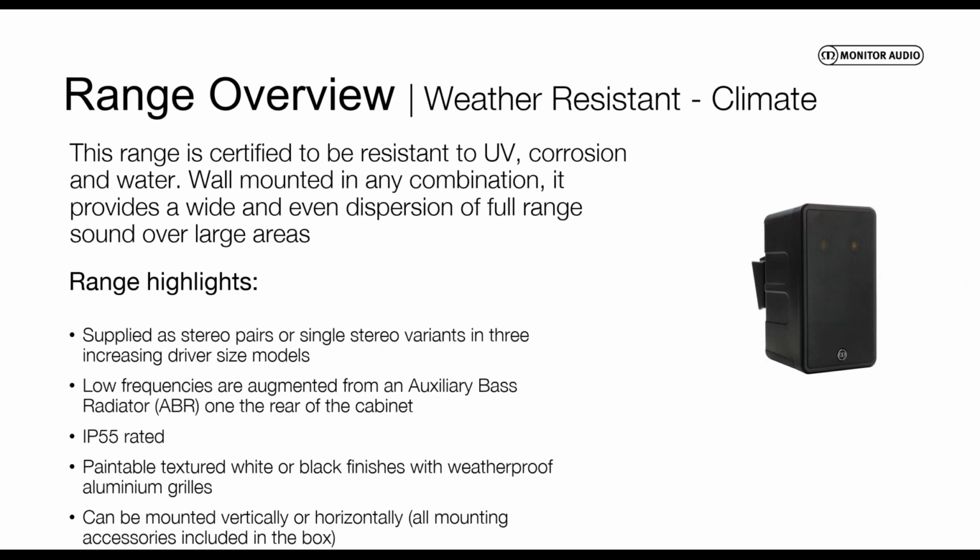So you've got a rotating on-axis bracket and also a wedge in there to give you multiple angles, multiple options for installation of these speakers, and they can be mounted horizontally or vertically. Fitted on the rear of the unit is an ABR, so that gives you a little bit more bottom end punch, especially needed when you're outside and you don't have those acoustic boundaries. They come in a textured finish, a nice white or black finish, and aluminium grills. They are paintable, and that can be done if needs be.